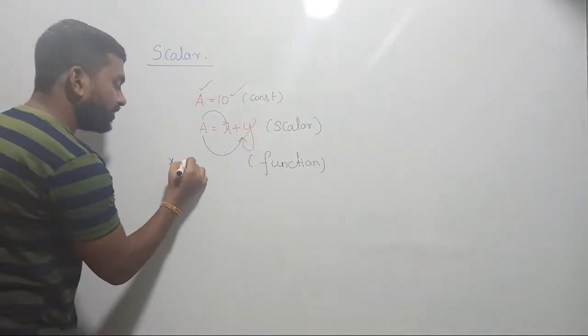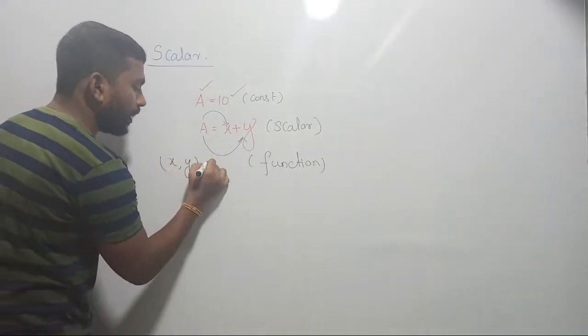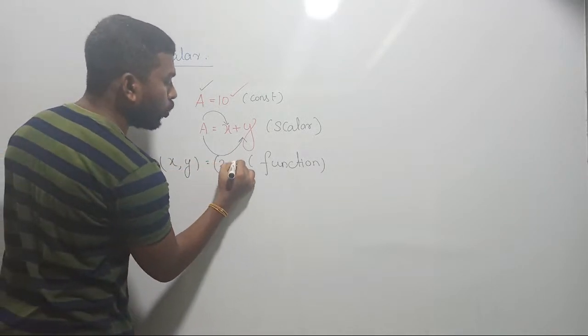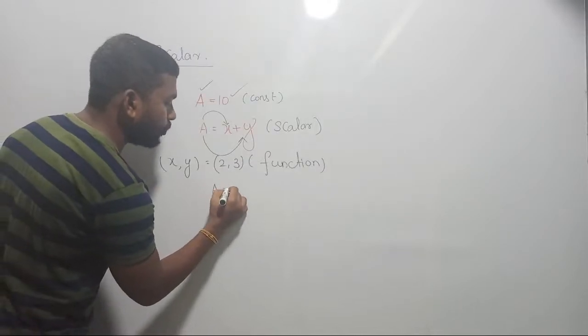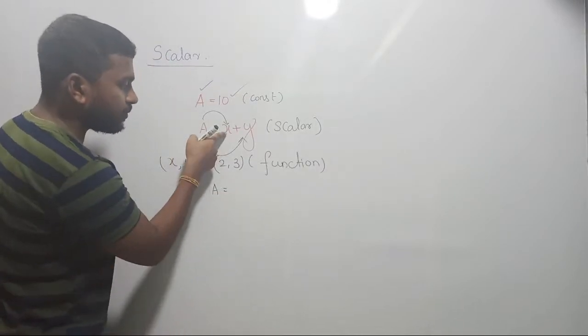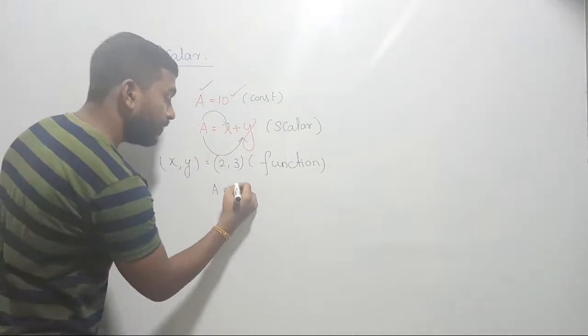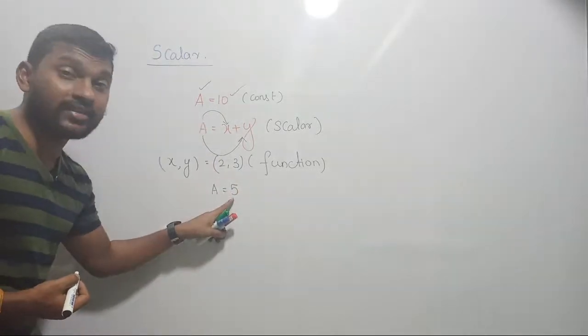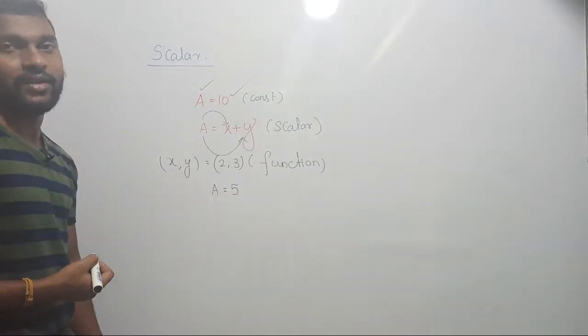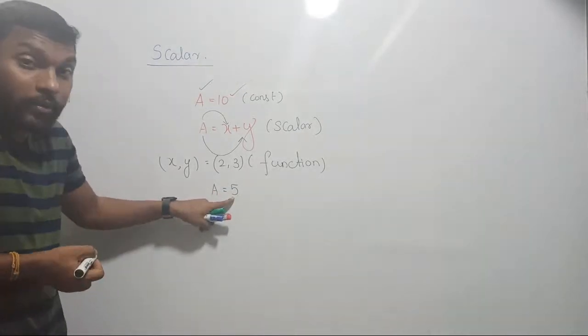When I am the controller and I keep the value of x, y as 2 comma 3, then what will happen? Automatically the value of a is x plus y; replace x by 2 and y by 3, so 2 plus 3 becomes 5. Is it constant? Of course this 5 is constant, but a is not constant.